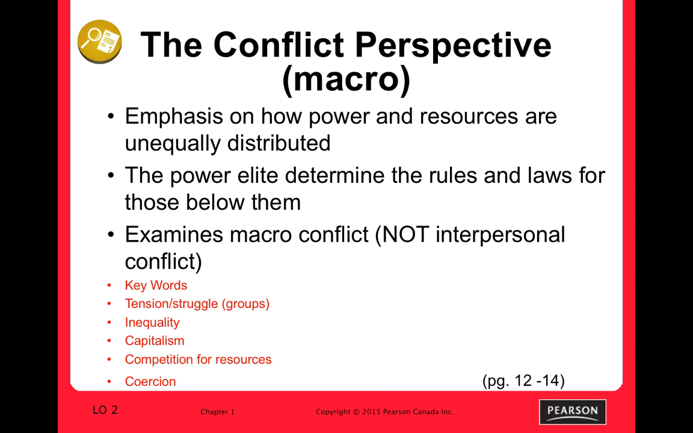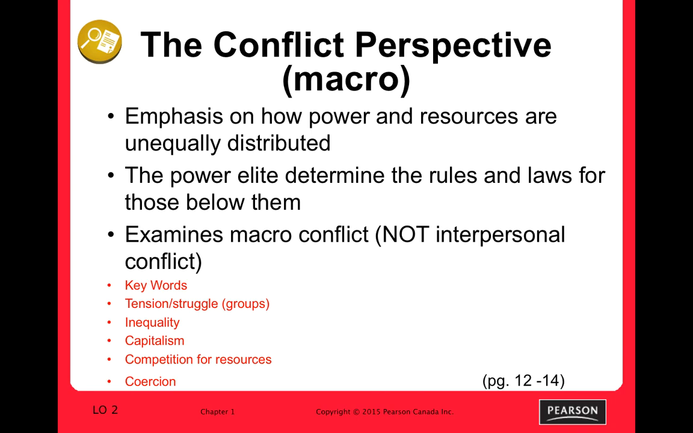And conflict theorists assert that social order can't be fully understood apart from a consideration of how the status quo is maintained and who benefits and who suffers from an existing system. It suggests that a pyramid structure of power and wealth exists in society, with the elite at the top of the pyramid who determine the rules for those below them. I love the conflict theory because, as someone who's interested in social justice, it's really helpful in illuminating imbalances of power and how we can help people who don't have it. So some of our key words here are tension and struggle, of course, between groups and not between individuals, inequality, capitalism, competition for resources, coercion.